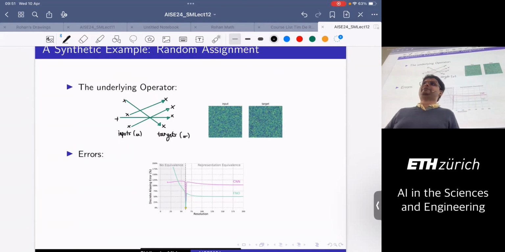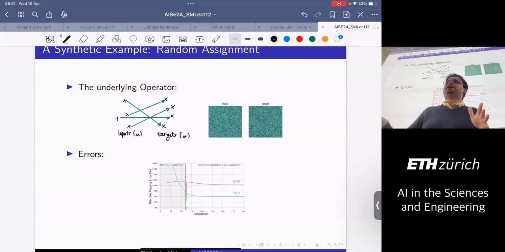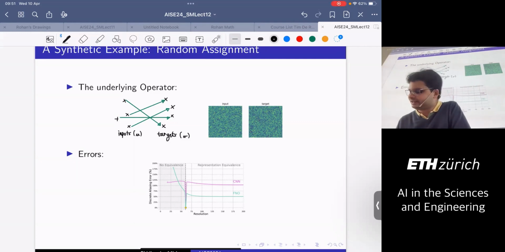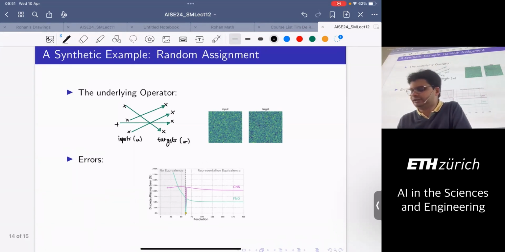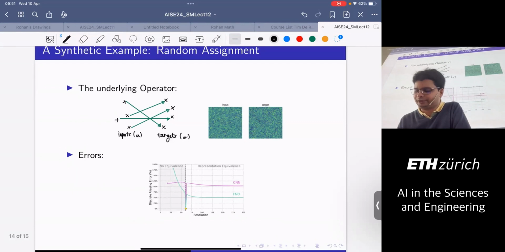The first one is a very dramatic example. It's not a PDE example. In PDEs, what happens is that frequencies have some decay. That's the whole point. Very high frequencies are damped down. But this is an example where high frequencies can remain high. Okay, so it's an assignment problem. It's a random assignment. It's a perfectly kosher, well-defined operator.